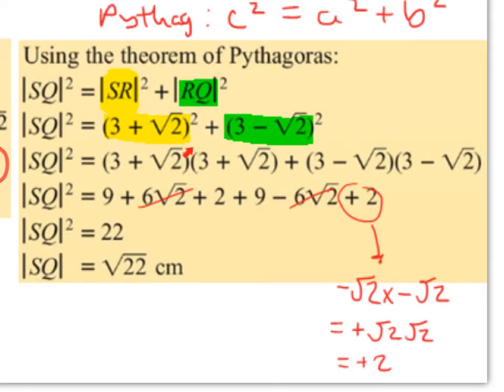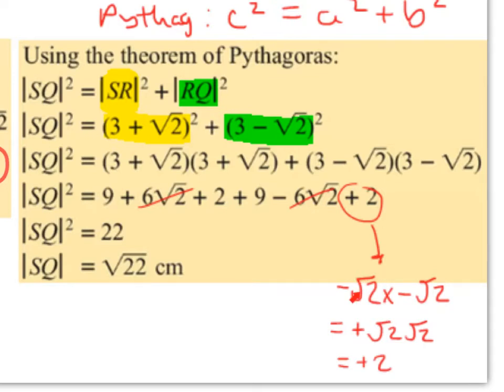So 3 times 3 is 9. 3 times root 2 is 3 root 2. Root 2 times 3 is 3 root 2. So we end up getting 6 root 2. And root 2 by root 2 is 2. Then 3 times 3 is 9. 3 times minus root 2 is minus 3 root 2. Minus root 2 times 3 is minus 3 root 2, giving us minus 6 root 2. And minus root 2 times minus root 2 is positive 2.